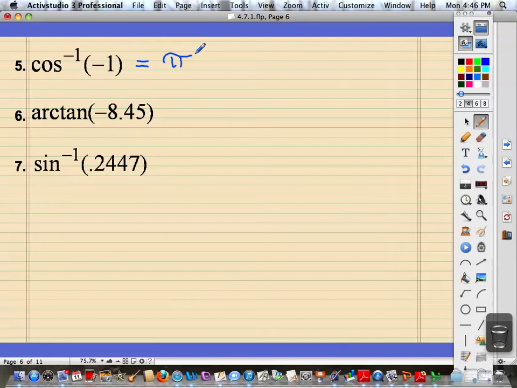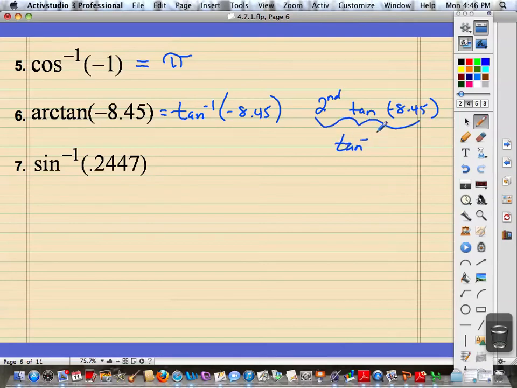Number 6, arctan of -8.45. Well, I don't know what that is, so there we're going to get to the calculator. That's not one of our special values. So I'm going to check my mode, make sure it's in radians. And to get to the arctan, remember that's the same thing as saying the inverse tangent of -8.45. So in the calculator, you're going to go second tangent and then -8.45.